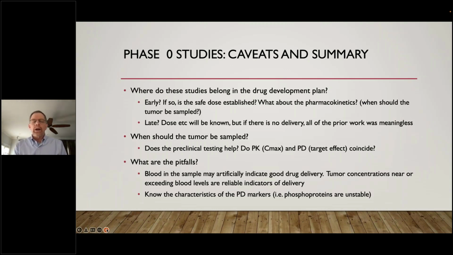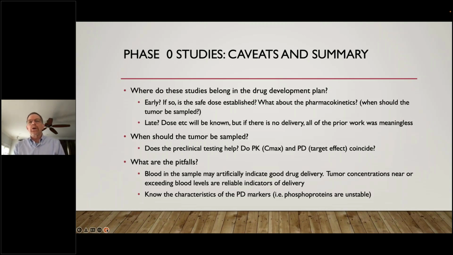In Neuro Oncology, it's recommended it's done late, so we have the optimal dose. We don't use a subtherapeutic dose. But after you've done all the work in a phase 1, you do the window of opportunity study, and you discover you don't get good delivery, so all of that effort really has gone for naught. So it's a dilemma, but as of now, the recommendation is to do it after the phase 1 or phase 2 dose is established. Again, when to sample the tumor, the PK best at Cmax, but the PD may be later, and you should know this from preclinical testing.